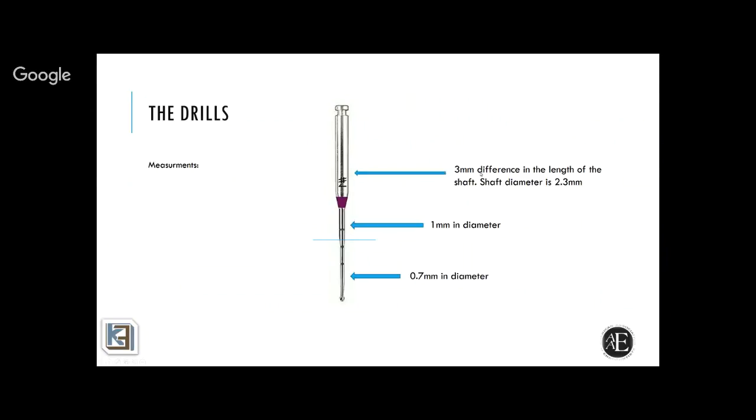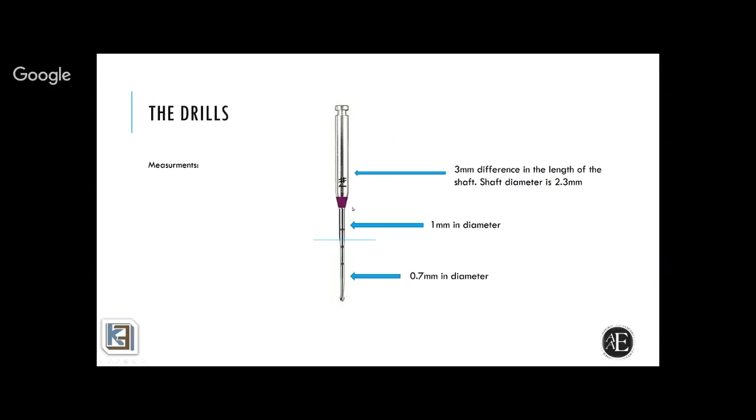Now, the 3 millimeter difference between the 31 millimeter long drills and the 34 millimeter long drills is actually in the length of the shaft that goes inside the handpiece. So that section of the drill is longer on the 34 millimeter, not down here where the drilling part is. So this is constant through the 31 millimeter and the 34 millimeter.